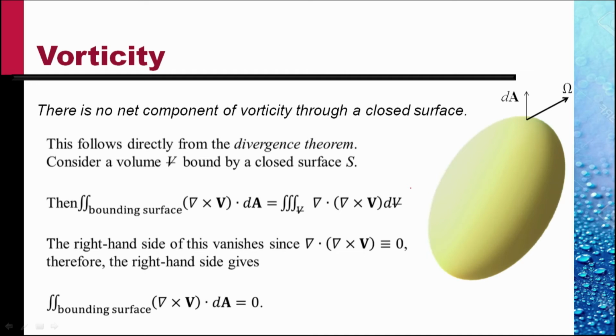The right hand side of this expression vanishes since the divergence of curl must be 0. Curl is perpendicular to the divergence vector, and so the divergence of curl must be 0 identically, and therefore we get the net component of vorticity through a closed surface as 0. We'll use these facts shortly.